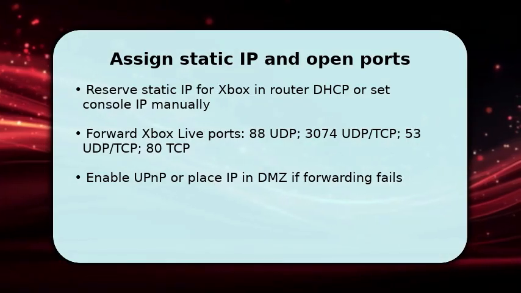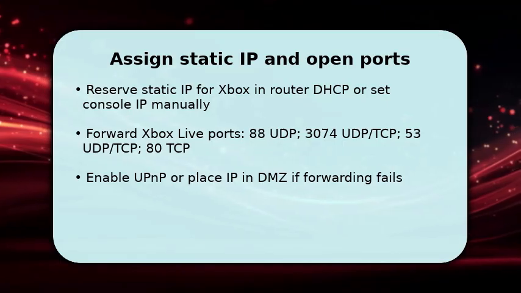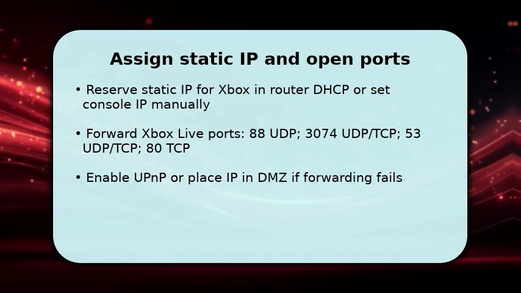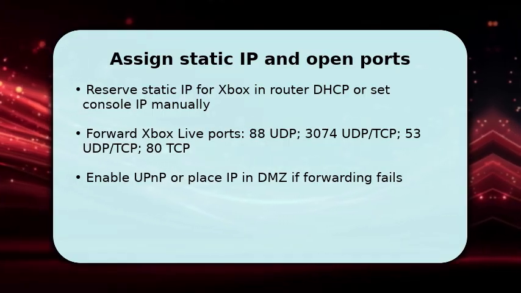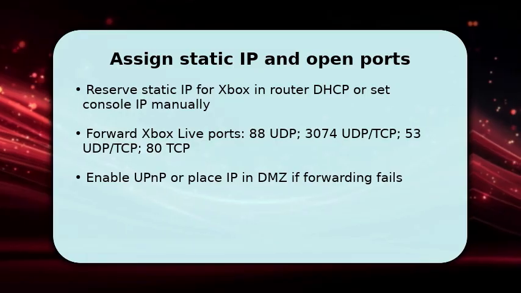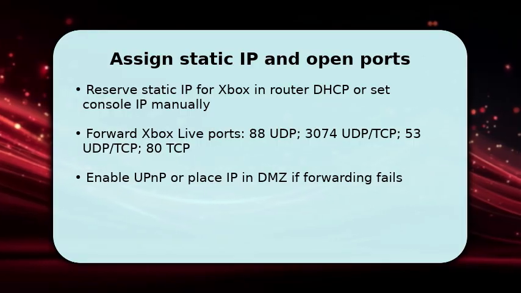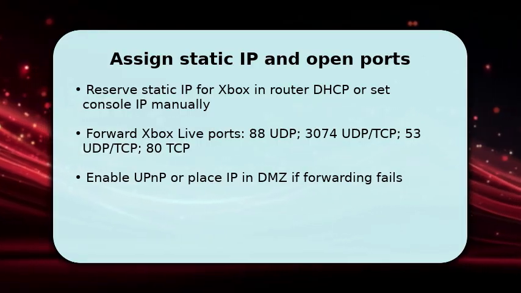Now assign a static IP so port rules stick. Reserve the Xbox's MAC in your router's DHCP or enter a manual IP on the console using the recorded gateway and DNS. Once fixed, forward Xbox Live ports listed earlier to that IP. This ensures incoming game traffic reaches your Xbox.